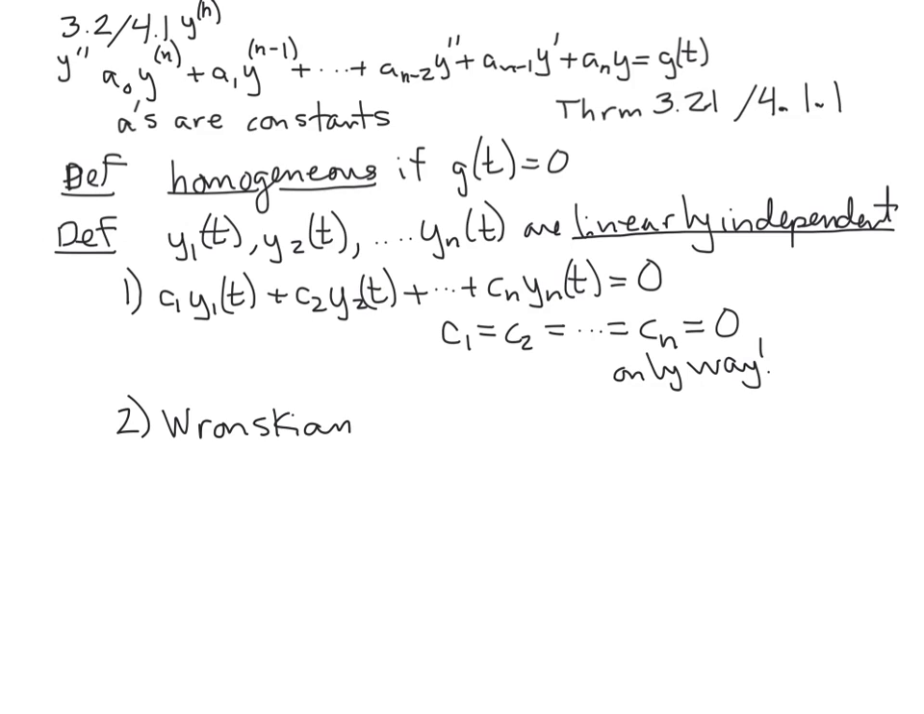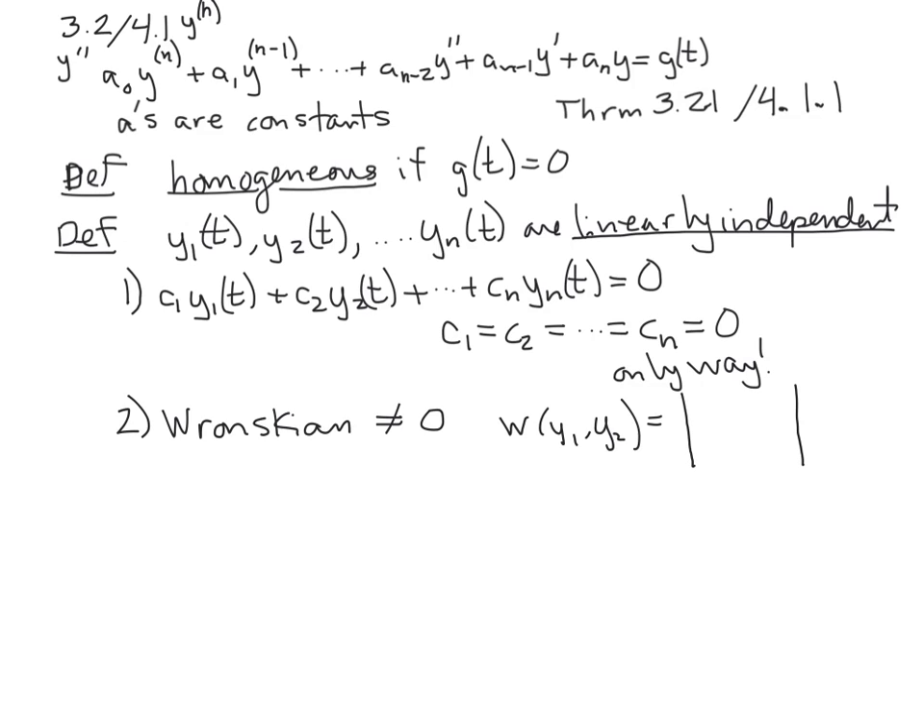So if the Wronskian is not equal to 0. The Wronskian is really good for 2 or 3 functions. Let me show you what the Wronskian is here. Let me do a Wronskian for 2 functions, y1 and y2. Now the Wronskian is a determinant.